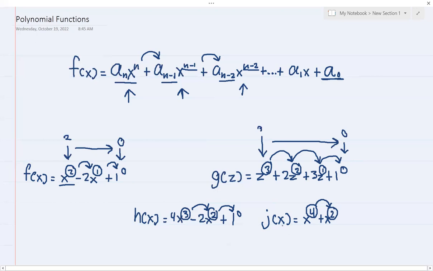So how about this one for j of x? From 4, the highest, until the lowest 2. So that's it, from your highest exponent until the lowest exponent of 2. So you see, it is what? Descending order. From highest exponent of your x until the lowest exponent of your x. So that is the arrangement of your polynomial. So let me give you an example though.